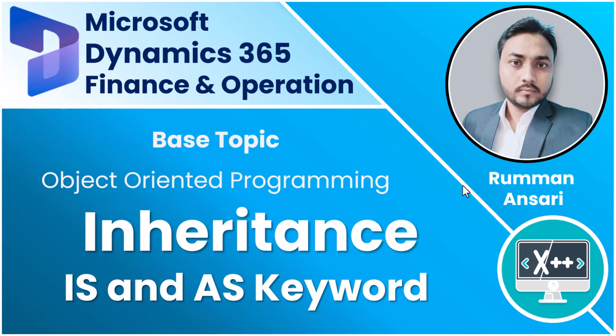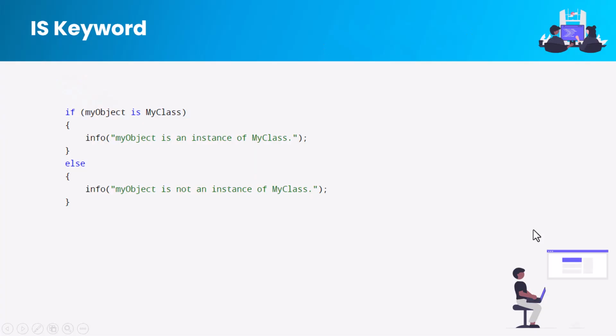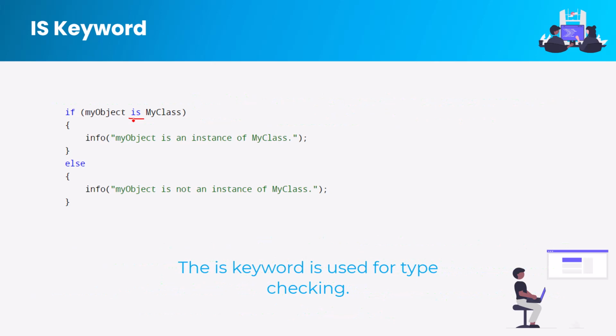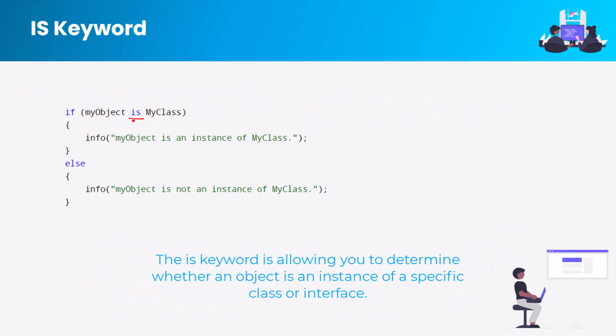As you can see in this slide, we have written some code, and there is an is keyword present inside the if statement. So first we will try to understand what the is keyword is. The is keyword is used for type checking. What kind of type? Object type. It allows you to determine whether an object is an instance of a specific class or a specific interface. So we can check the type.